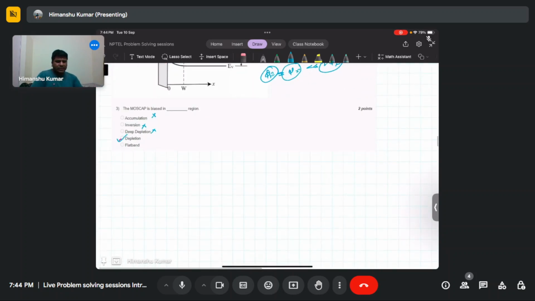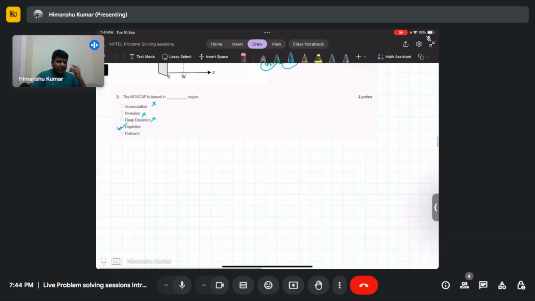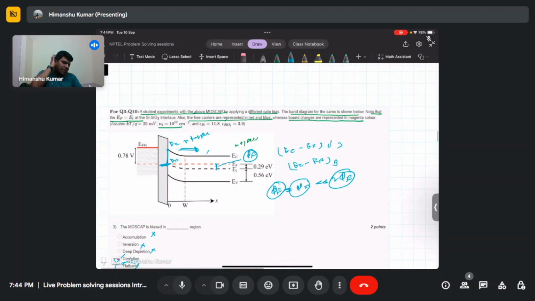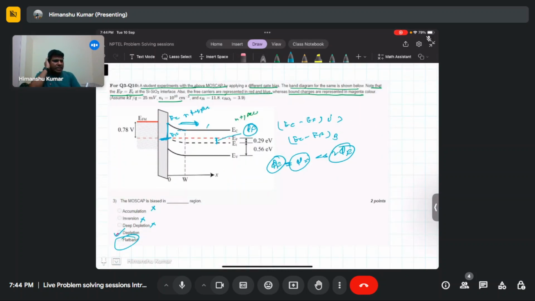So the correct answer is depletion, and flat band is not the case because this is the ideal case. The flat band condition is there when EC and EF are constant throughout the substrate.